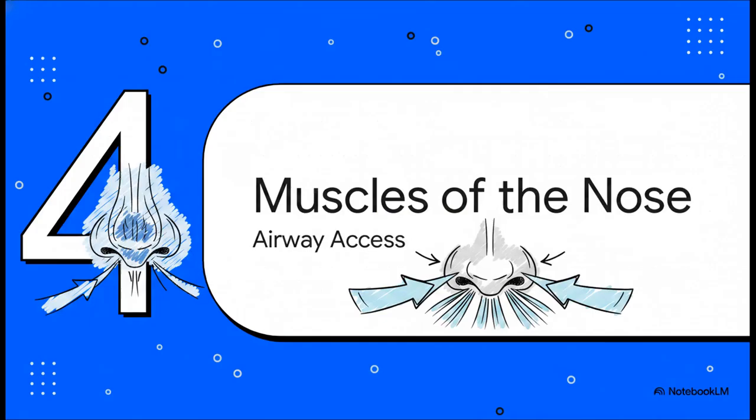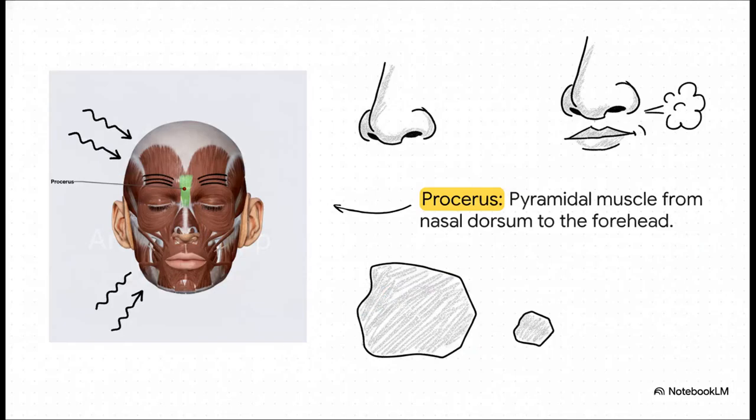Continuing our top-down approach, we arrive at Section 4, muscles of the nose. Now, this part is often misunderstood by beginners, mostly because nasal muscles don't just shape the nose, they actively control our airway access.